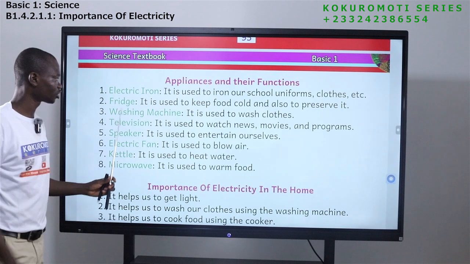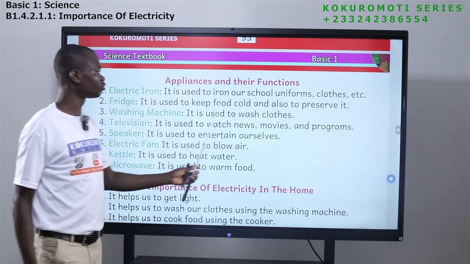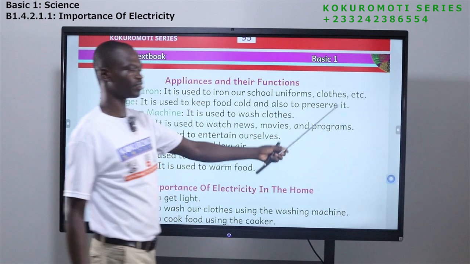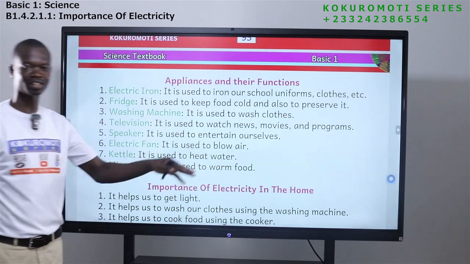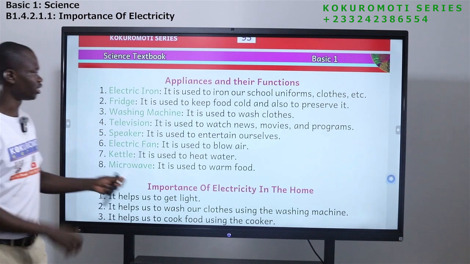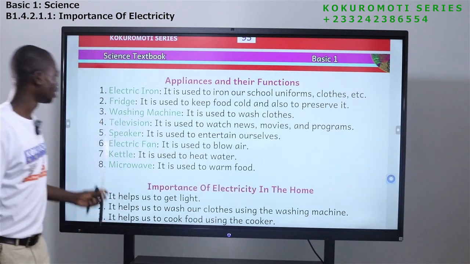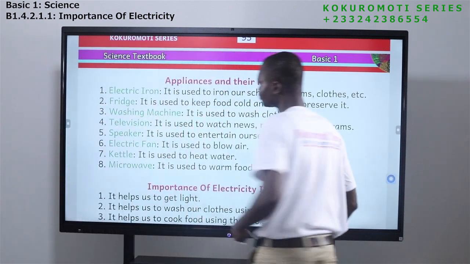The next one, fridge. You know fridge. What do we use fridge for? It is used to keep food cold and also to preserve it. If you don't want your food to go bad, you need to preserve it. Put it in the fridge. Okay, so the next one, washing machine. It is used to wash clothes. Television. It is used to watch news, movies, and programs.